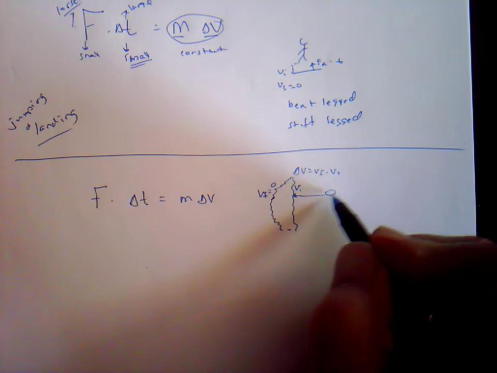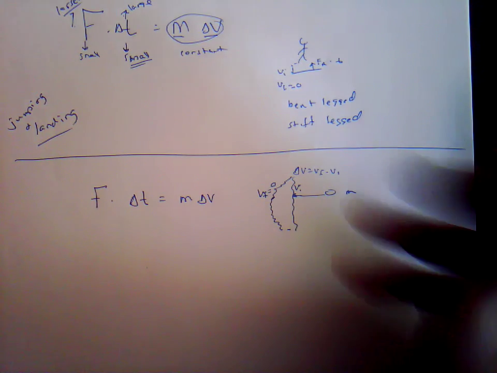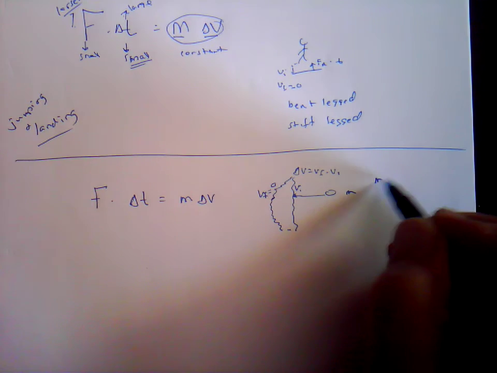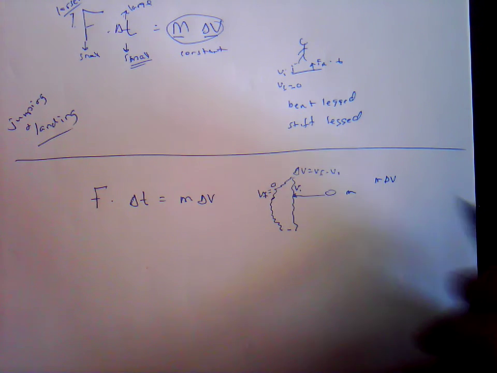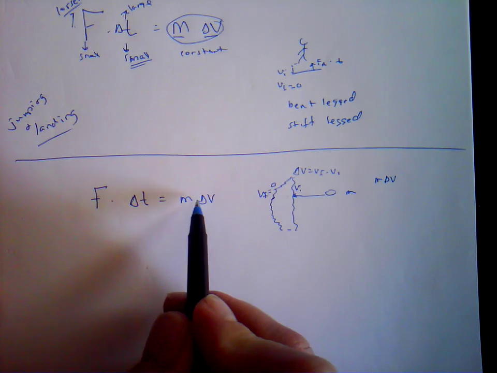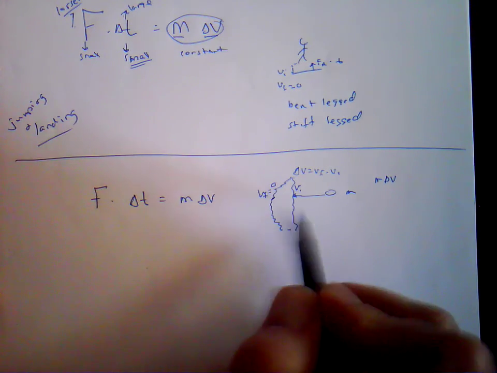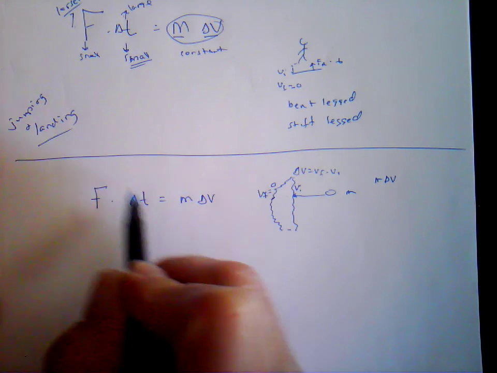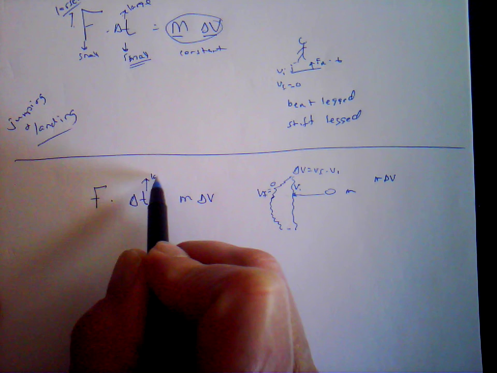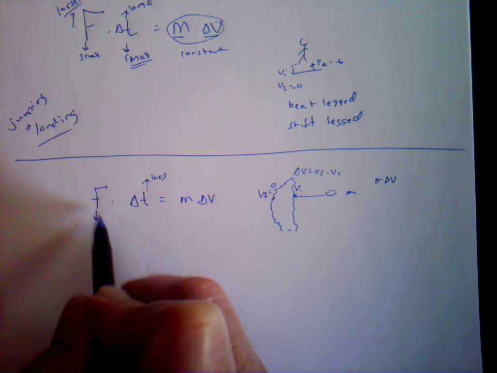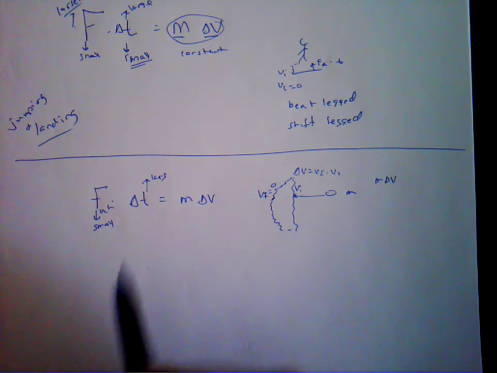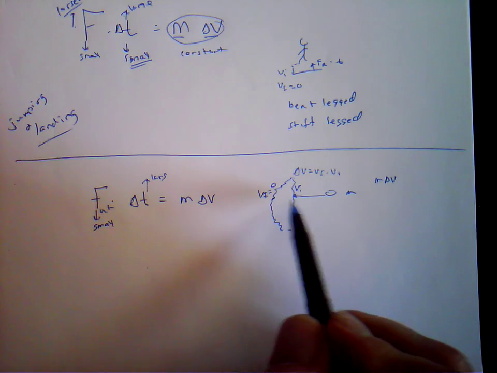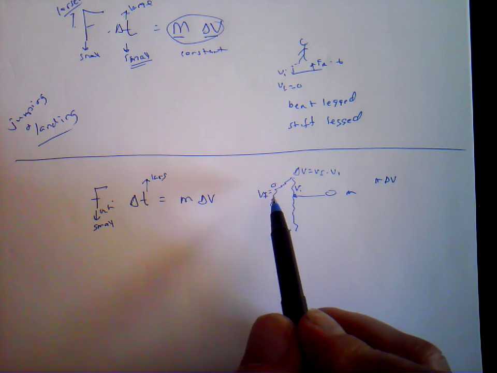And the egg's mass is m. The egg mass didn't change. So this mass times change in velocity is the change in momentum. Remember, impulse equals change in momentum. Now, in the curtain, it took a long time to stop, so this time was large. And therefore the net force was rather small. The force applied to the egg was not large enough to cause the egg to break.